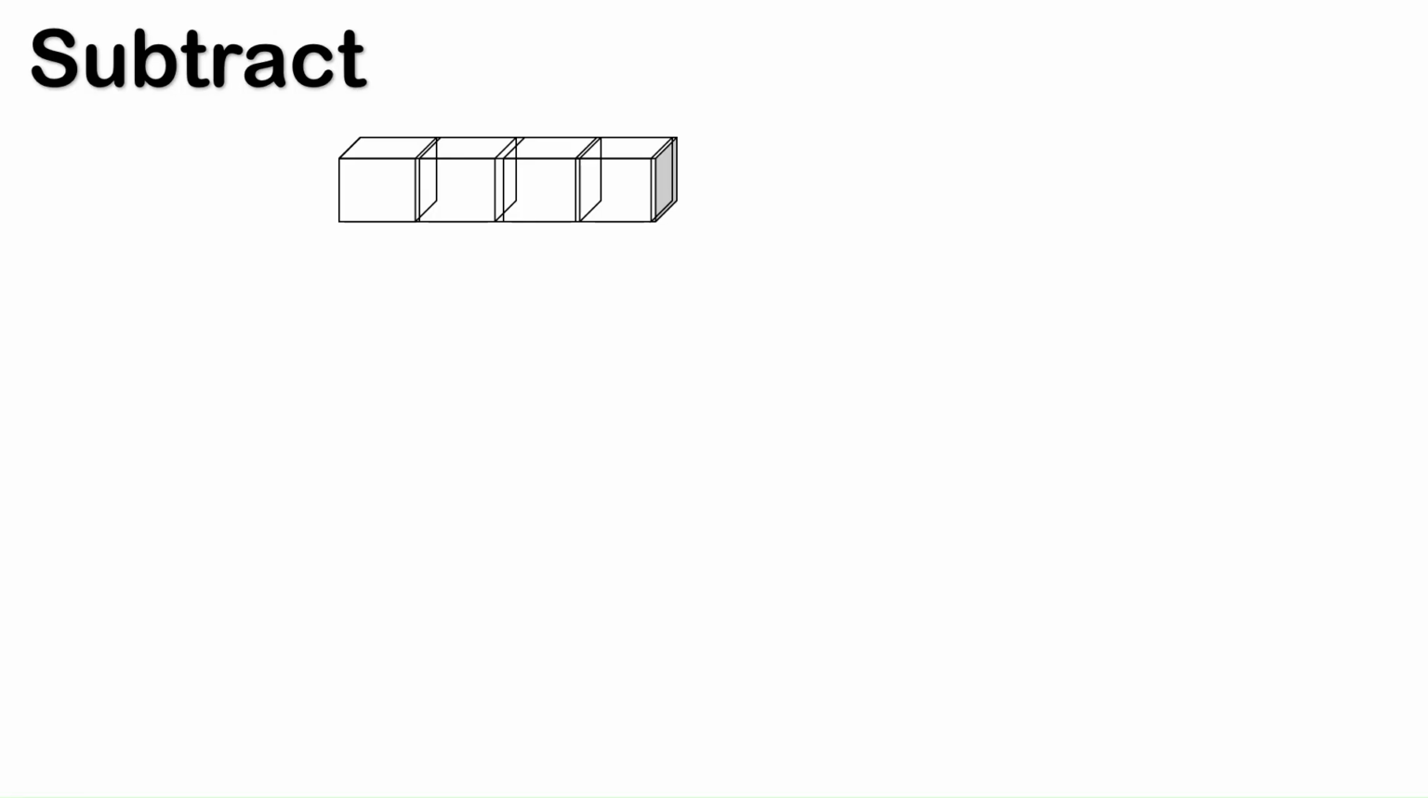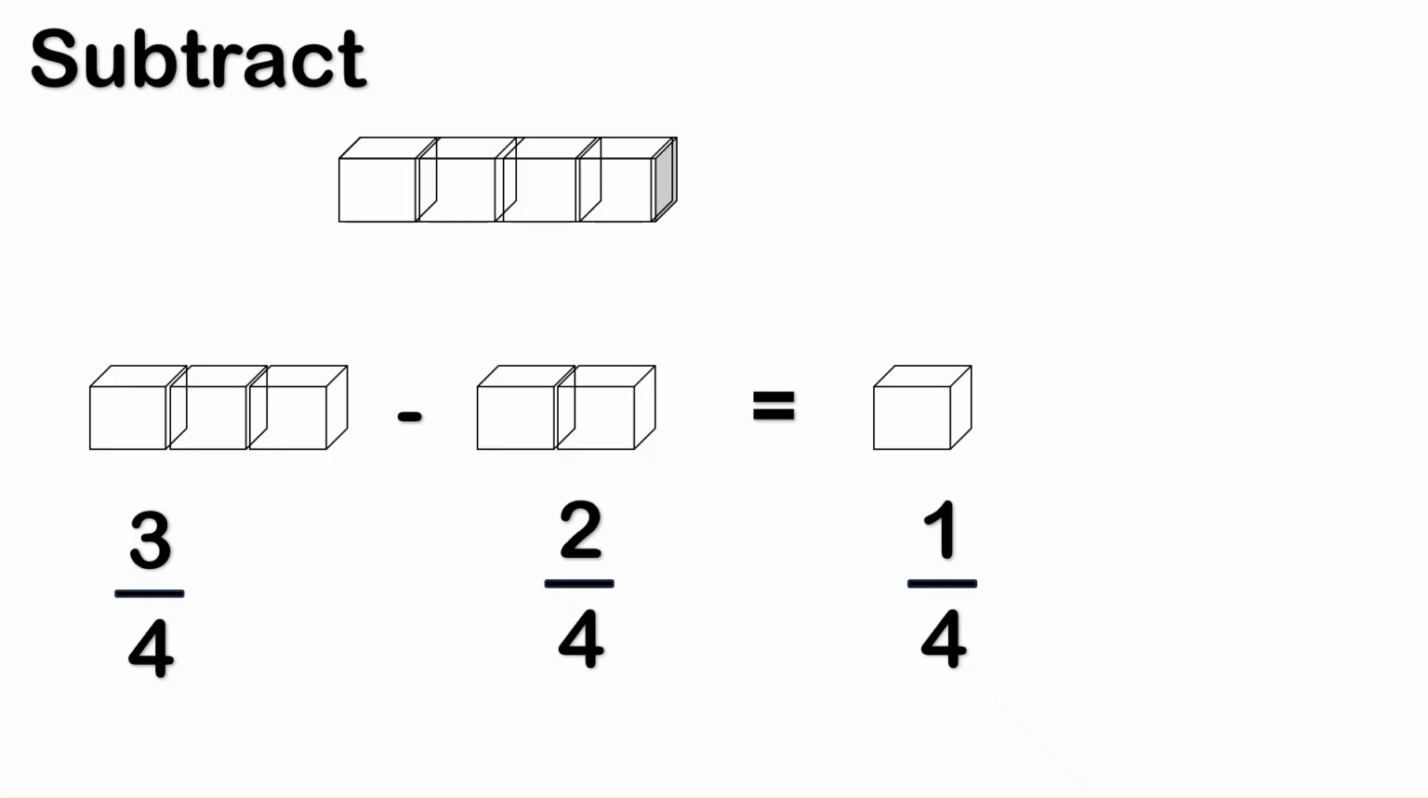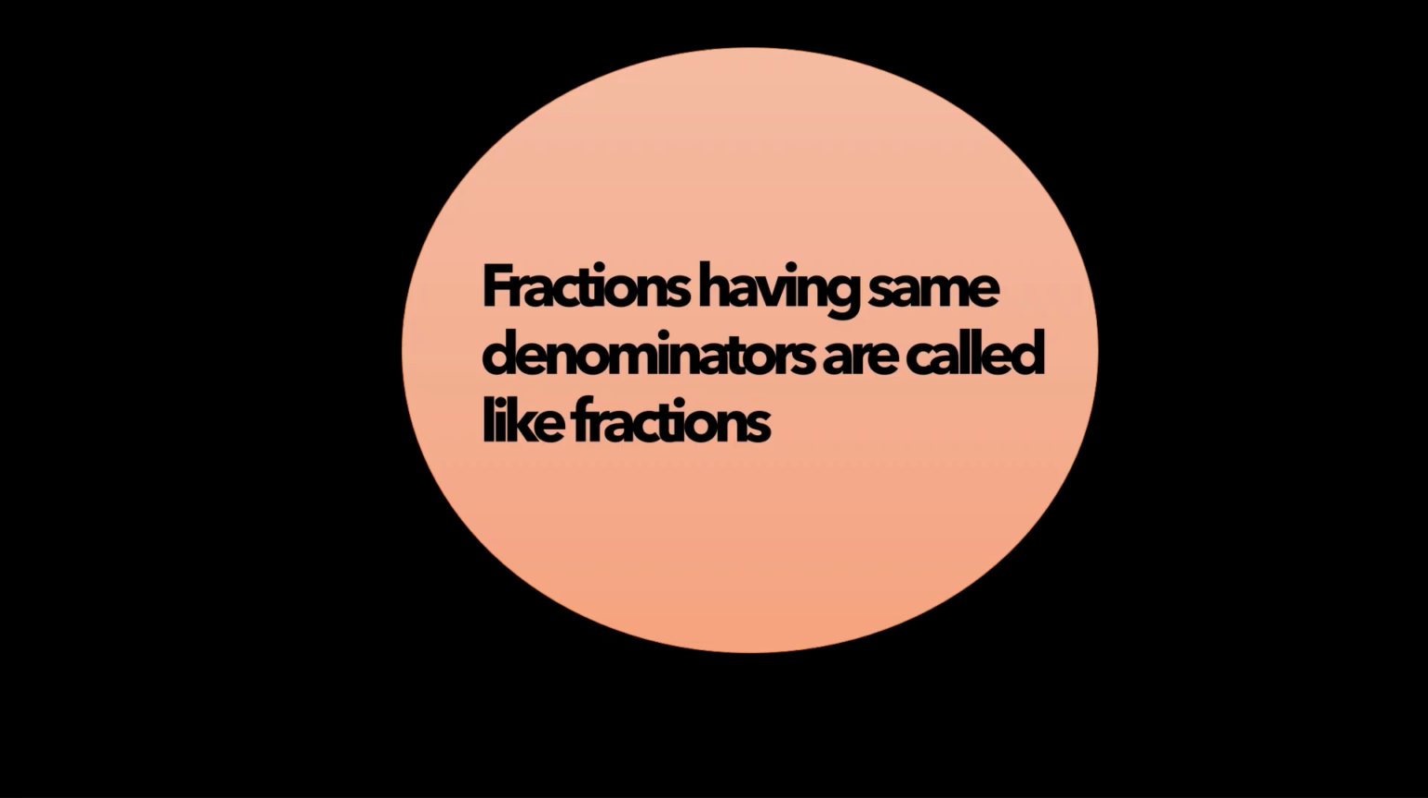Similarly, you can see the subtraction of like fractions. 3 upon 4 minus 2 upon 4. We are subtracting 2 parts from 3 parts. So we are left with only one part. So we write it as 1 upon 4. The numerator 1 is derived by simply subtracting the numerator 2 from the numerator 3. The denominator 4 remains as it is because size of the parts remained unchanged. Here is the definition. Fractions having same denominators are called like fractions.